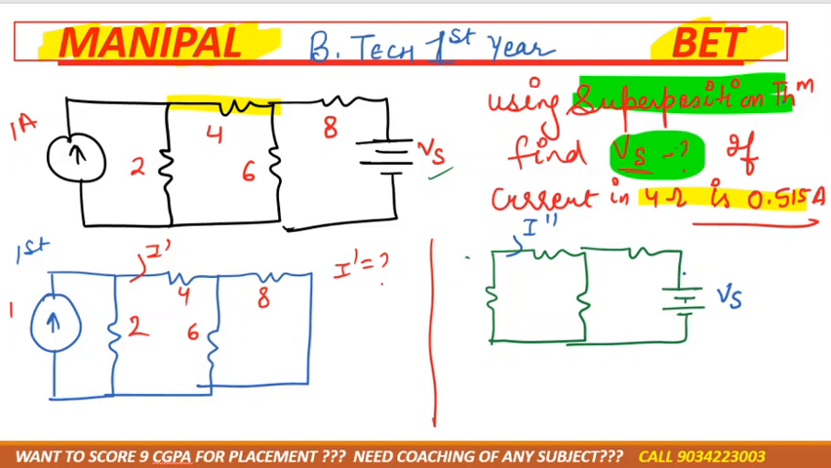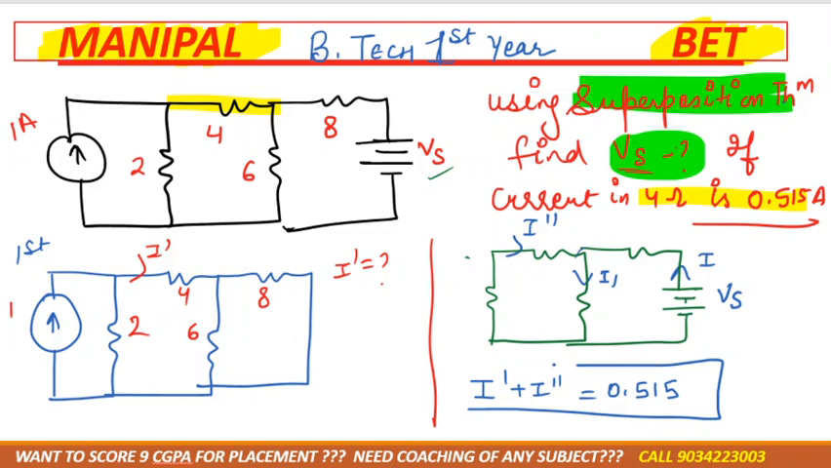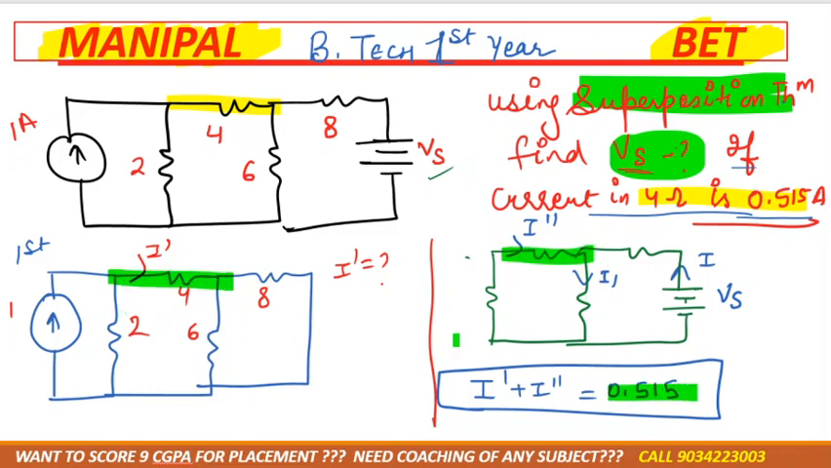So in this case, let us consider the current here, I. This one is I double dash. Let us consider here I1, right? They tell you one thing, that I dash plus I double dash is equal to 0.515. Yes or no? Because they said if the current in 4 ohm is 0.515, that means in the 4 ohm, I dash plus I double dash is 0.515, and from here we can get the value of I dash, right? Then will you be able to get the value of I double dash?